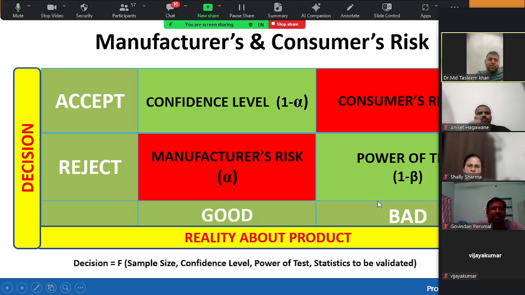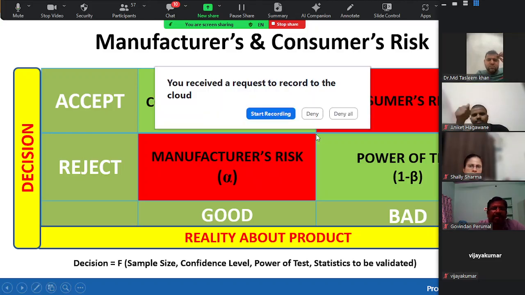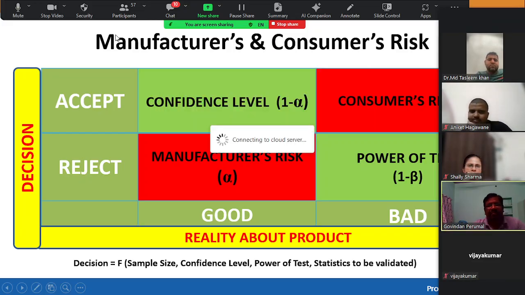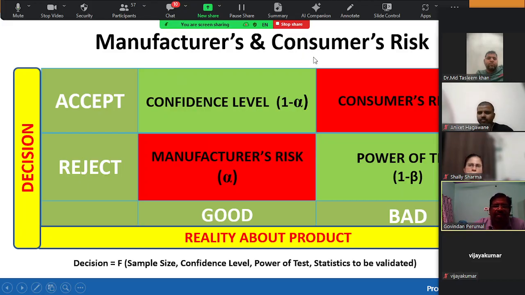Or maybe it is also possible that my product is actually bad, but my quality checker has accepted it. Possible or not? Can you see both these red blocks? Aniket, Govindan, Vijay? Yes, sir. Okay, thanks. Recording in progress.